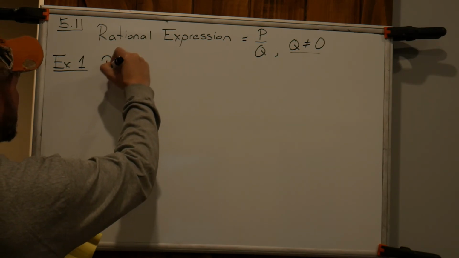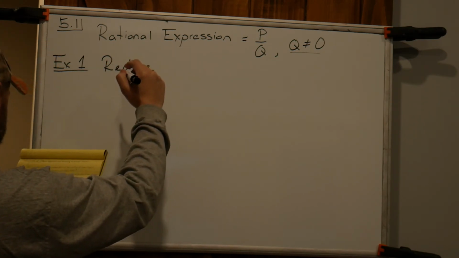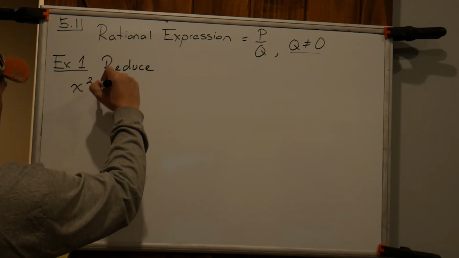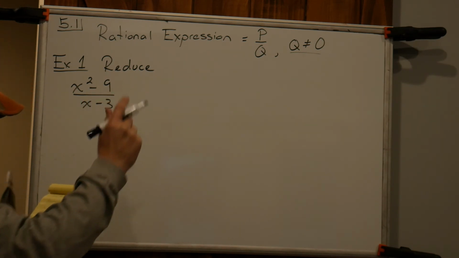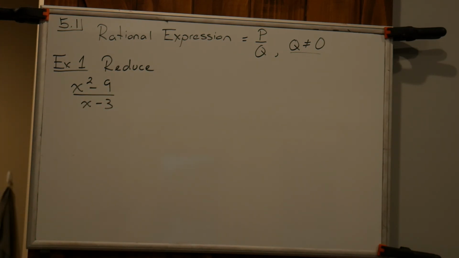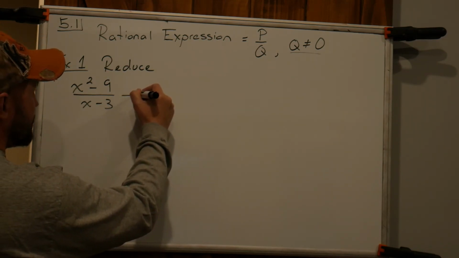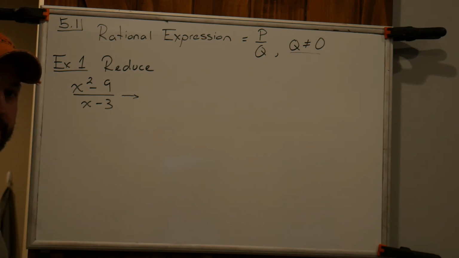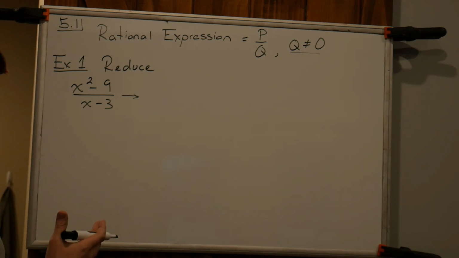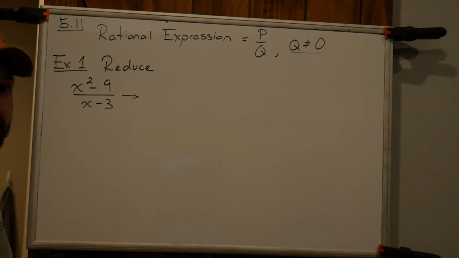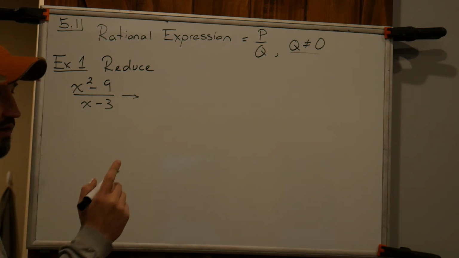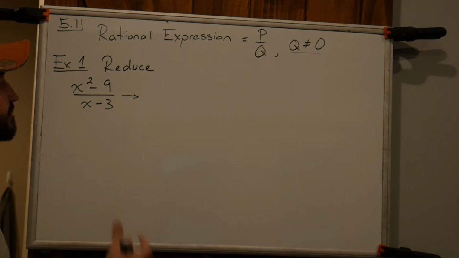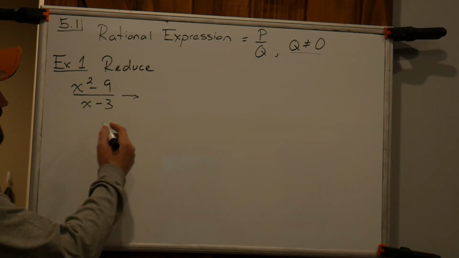So example 1 asks us to reduce, and they give us x squared minus 9 over x minus 3. Now again, they're just asking us to reduce. We can't solve, it's not set equal. So we need to go back to our factoring. Section 5.1 and chapter 5 in general is going to be big on factoring again. So factor until you can't factor anything else out. However, one little hint is always use the book as a guide. They give you x minus 3.